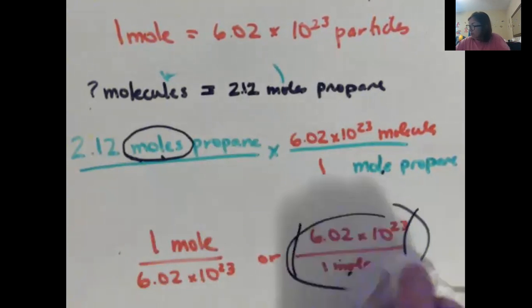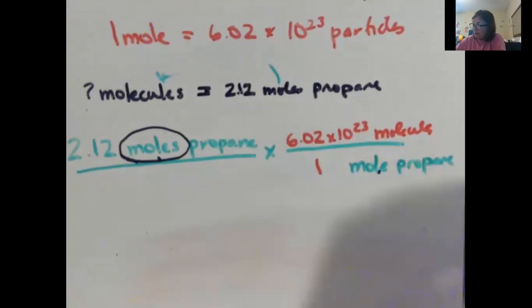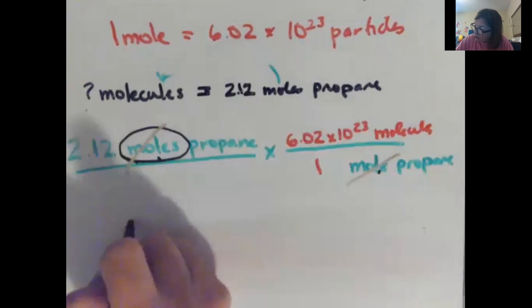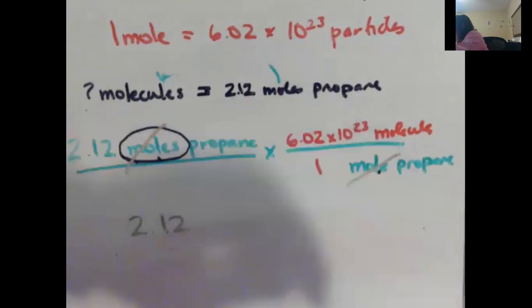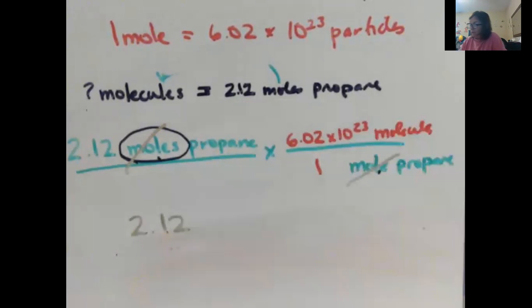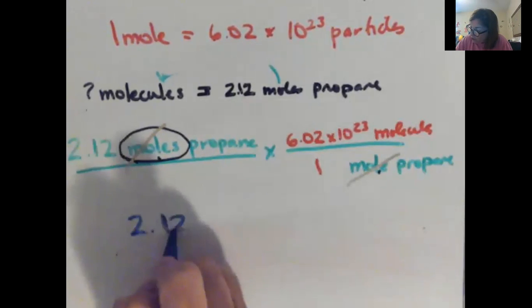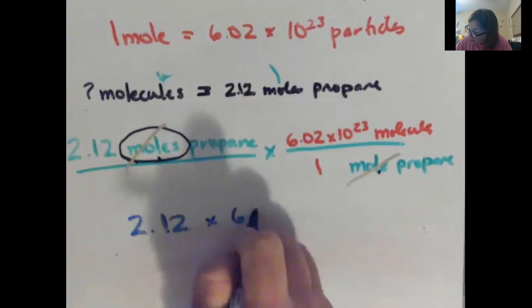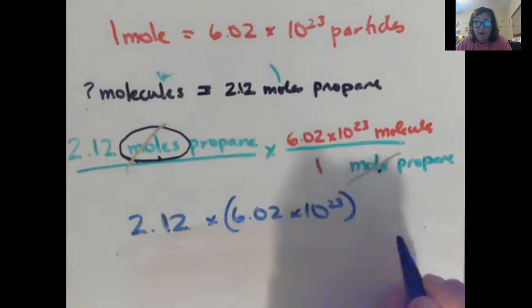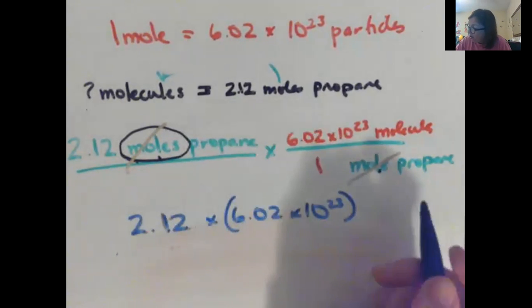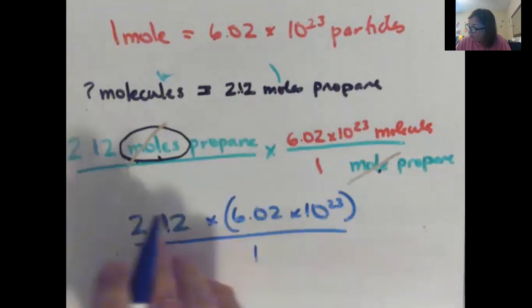So then what we do is we multiply the top by the top. I take 2.12, and these guys cancel out. I'll use dark blue. So 2.12 times 6.02 times 10 to the 23rd. Oh my goodness, we're back to that exponent again, aren't we? And then we divide it by 1, multiplying the top by the top.